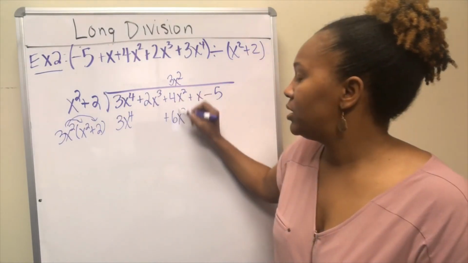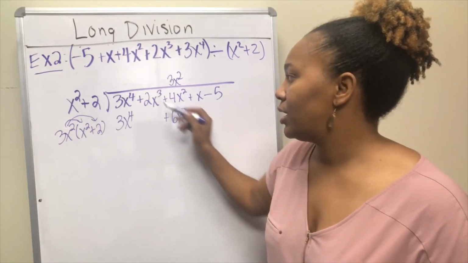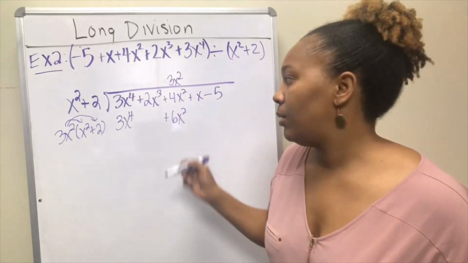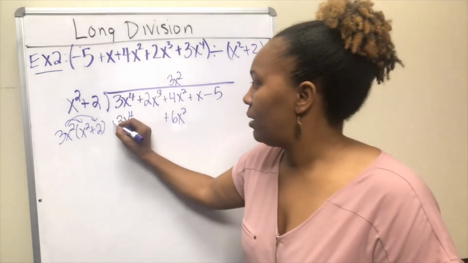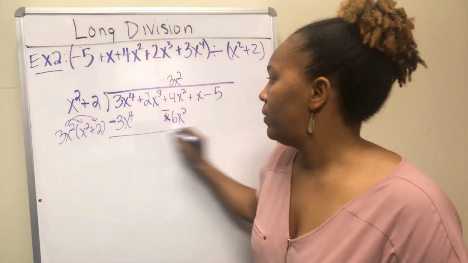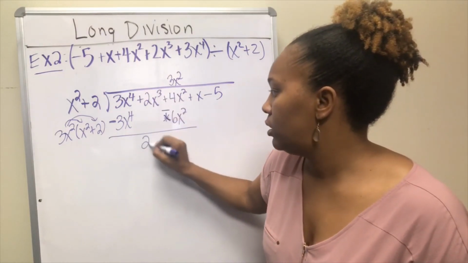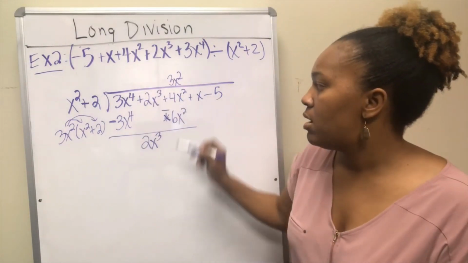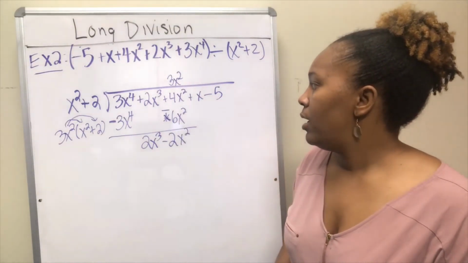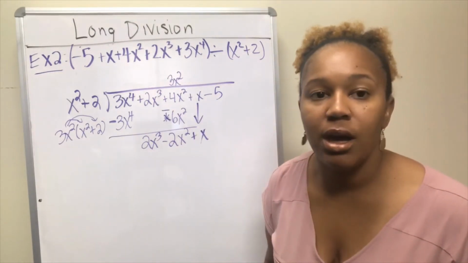And notice I'm writing the 6x squared underneath the 4x squared because I can't combine 6x squared with 2x to the third because the exponents aren't the same. So you want to line them up, make sure you line them up good. And because I'm subtracting, I'm going to change the signs on both of these because I'm going to subtract that. The 3x to the fourth will cancel. There's nothing to subtract from 2x to the third, so I still have 2x to the third there. And then 4 minus 6 is going to be minus 2x squared. And then I'll bring down the x and start that process all over again.